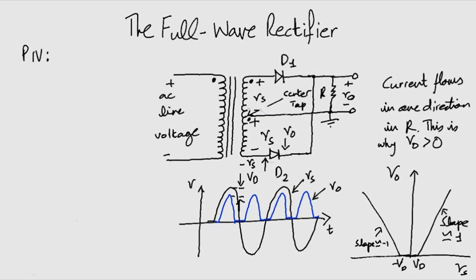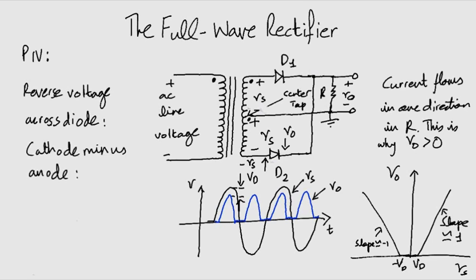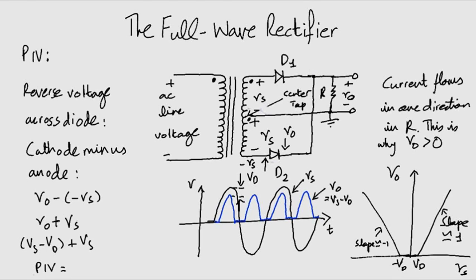The reverse voltage across the diode, cathode minus anode, will be V0 plus Vs. It will have a maximum value of Vs minus Vd plus Vs. Check the graph. The highest value of V0 indeed is Vs minus Vd. So PIV equals 2Vs minus Vd.